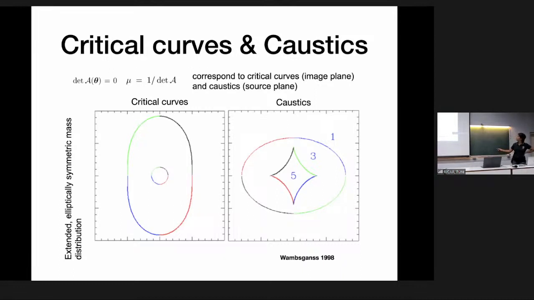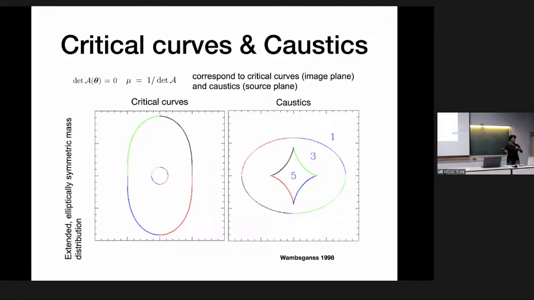You can see there are two sets of curves. One is this outer critical curve, and there's another one which is the inner curve. These are shown with different colors, and the corresponding mapping is shown here in the source plane. The green part of the critical curve maps to the green part of the caustics in the source plane. Now let's focus on this right hand side, showing the caustics, which corresponds to how these curves map in the source plane.